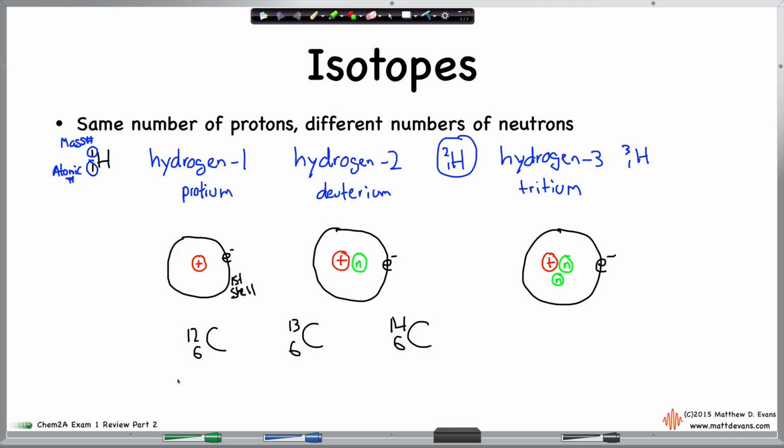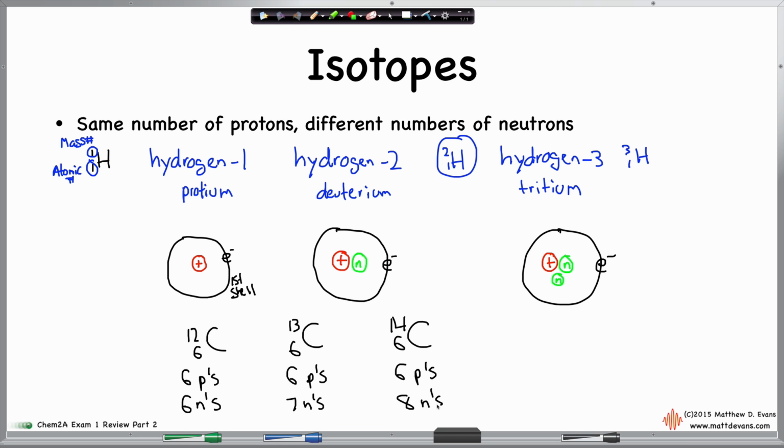Okay, so this carbon has 6 protons. This one right here, so 6, I'm going to label this 6 protons. I'll abbreviate P for proton, and 6 neutrons. This one still has 6 protons, so nothing's changed about that. It's still carbon, but this time we're talking about 7 neutrons. And then finally, this one still has 6 protons, but 8 neutrons. So that's what isotopes are.